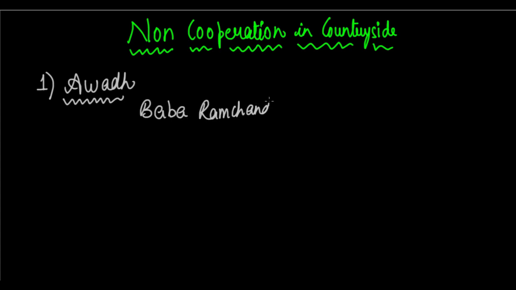Baba Ramchandra was basically an indentured laborer from Fiji. He used to work in Fiji, but now he came to India to take part in the national movement. So Baba Ramchandra led the movement in Awadh, and it was basically a peasant movement. Okay, centered around peasants. That's the first thing. Second thing.